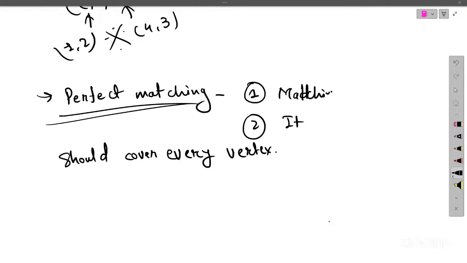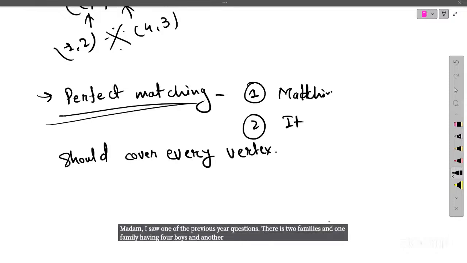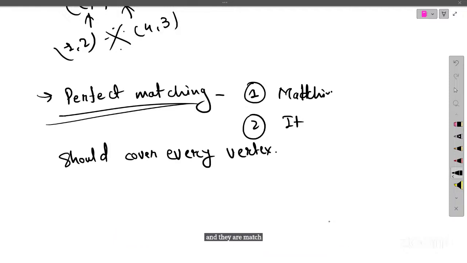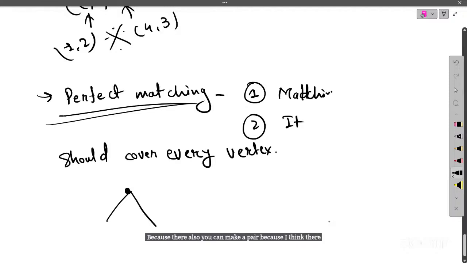Madam, I saw one of the previous year questions. There are two families, one family having 4 boys and another family having 4 girls, and they are matching. Their matching is there. How many best matches can we make? Okay, so we can solve this problem through this method. Right. Yeah, it's a question of matching, because there also you can make a pair.